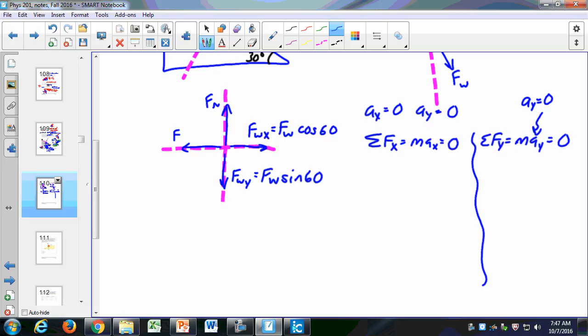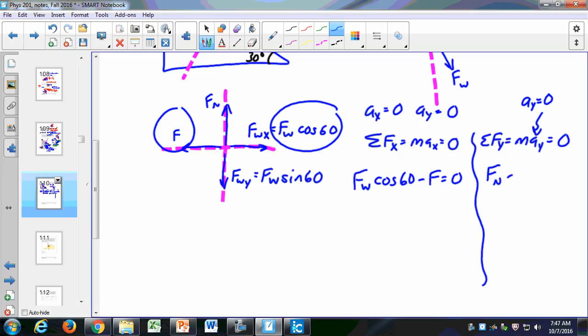So now sum the forces in the x, just like we've done before. We've done this, where I say this force is positive x minus this force. So I say Fw cosine 60 minus F equals 0. And then I can do it in the y too. Fn minus Fw sine 60, that's also equal to 0.